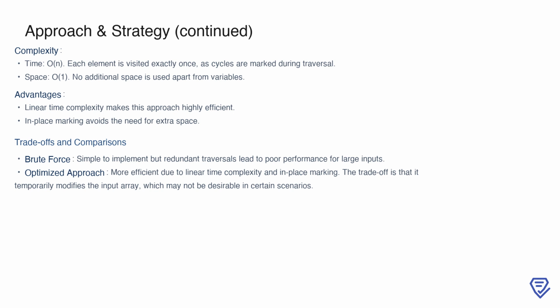The time complexity is reduced to O(n), as each element is visited exactly once during the entire process. This is a major improvement over the O(n²) complexity of the brute force method. Additionally, the space complexity is reduced to O(1), because we use the input array itself for marking visited elements, eliminating the need for an additional visited array. The advantages of this approach are clear. It is highly efficient for large arrays and avoids redundant work by marking cycles during traversal.